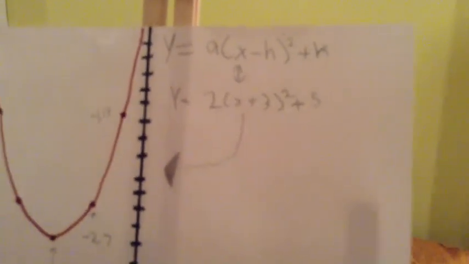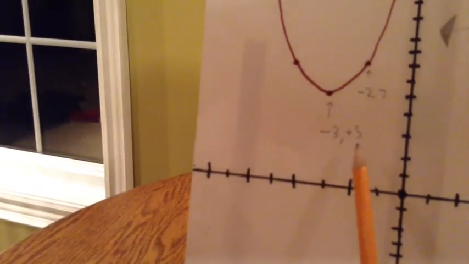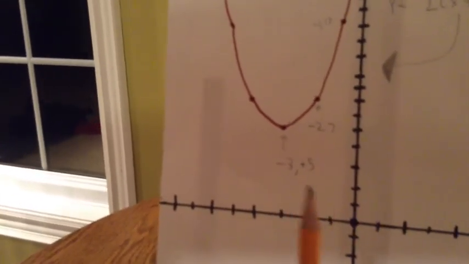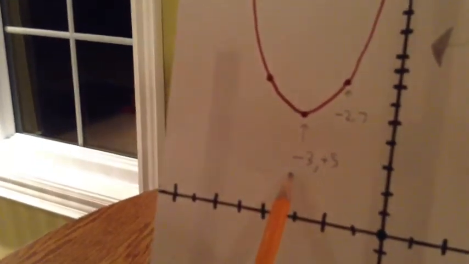Now, see how this here is x plus 3? And then that is plus 5. So here, it is negative 3 comma positive 5. Now, some of you are probably wondering right now, why is that a plus 3 and that is a minus 3?